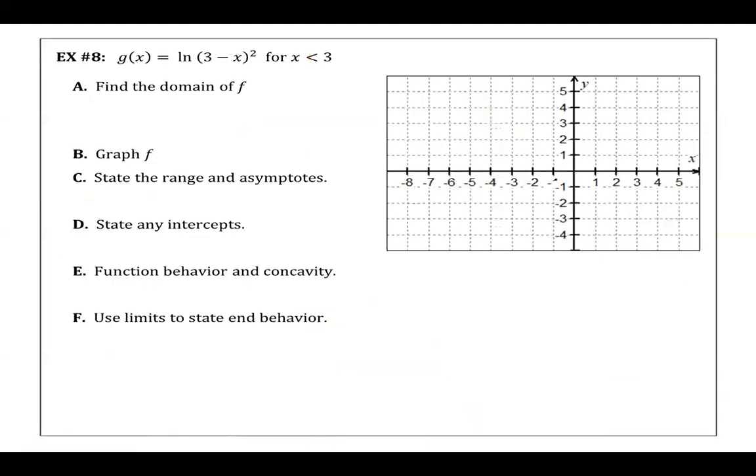All right. Here's the true test of whether you can describe all things on your own. You have to do it by yourself. So here is your g of x. You have g of x equals the natural log of 3 minus x squared, tying together everything we've said. Find the domain, state the behavior, and go. I believe in you.